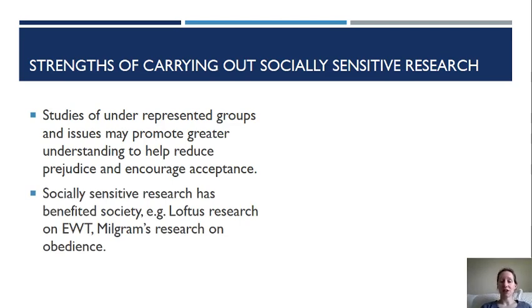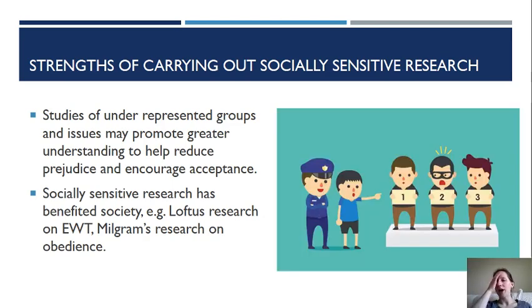Also, socially sensitive research has benefited society, so it's not necessarily always negative. Things like Loftus's research on eyewitness testimony, where she identified how unreliable eyewitnesses can be, has had really positive social implications for society in terms of not relying on eyewitness testimony to convict criminals and so on, because we understand how unreliable it is. That's been a benefit to society. That was a piece of research that had social implications, so it would be considered socially sensitive.